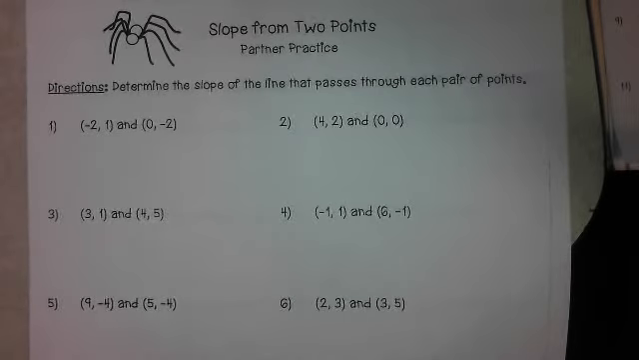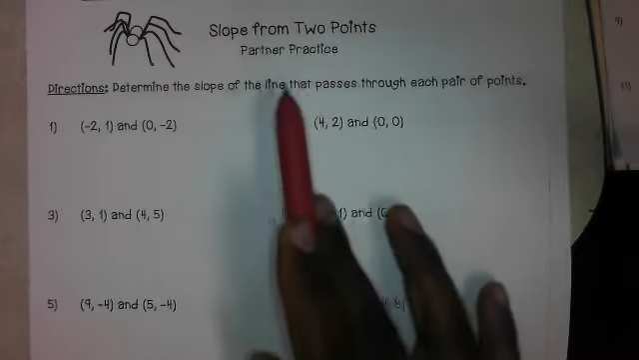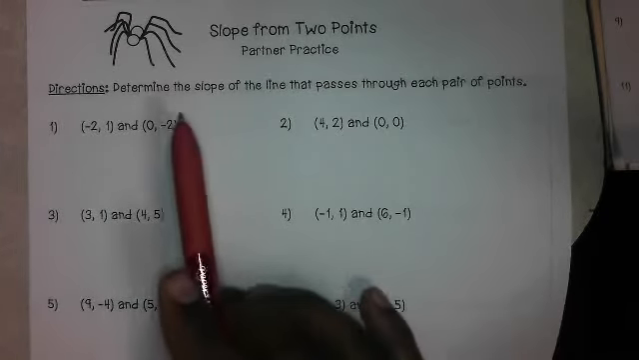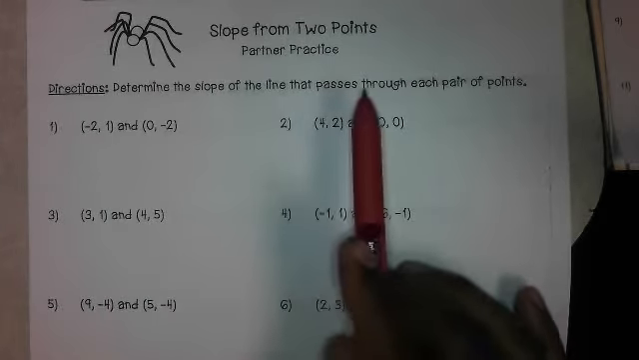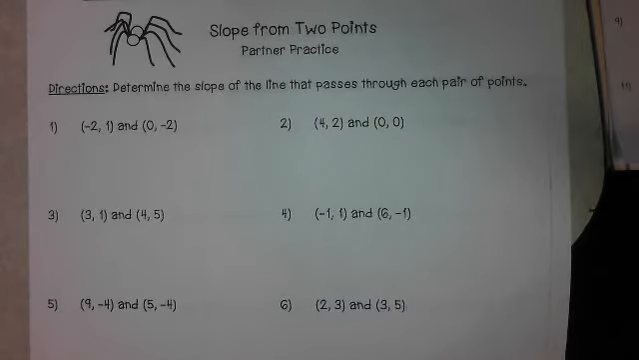It's Mr. Rhodes here with another homework help. We're working on slope from 2 points. It's to determine the slope of a line that passes through each pair of points.